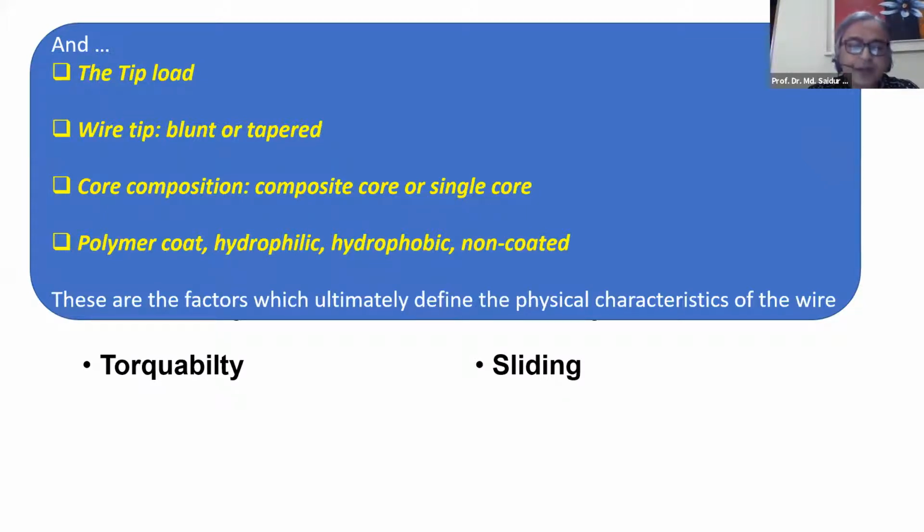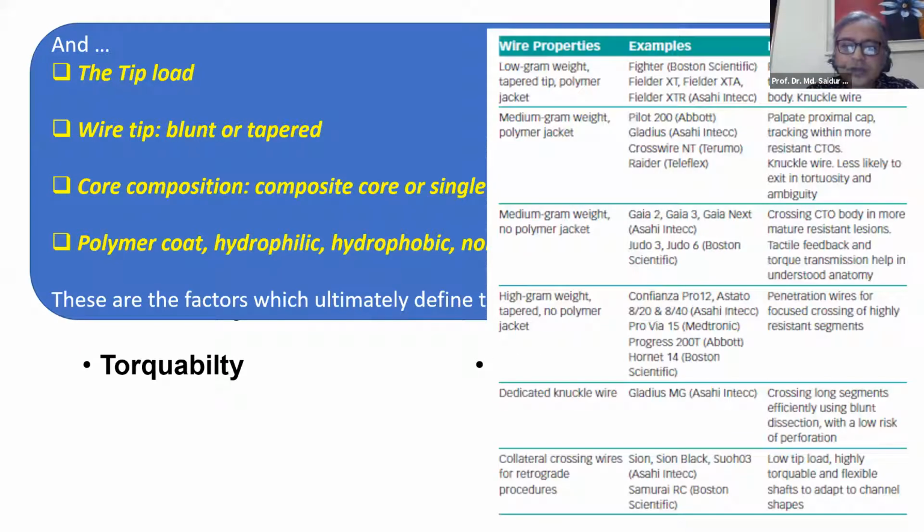These factors are very important for the physical characteristics of the wire, and by them you can choose which wire to use. You see that there are lots of wires, starting from low gram weight or low penetration force wires to medium with high gram weight, with tapered or non-polymer or polymer jacketed wires, including Fielder groups, Pilot groups, and the Gaia series, and also the older and very familiar names like Confianza and Miracle. These are the high penetration force wires.